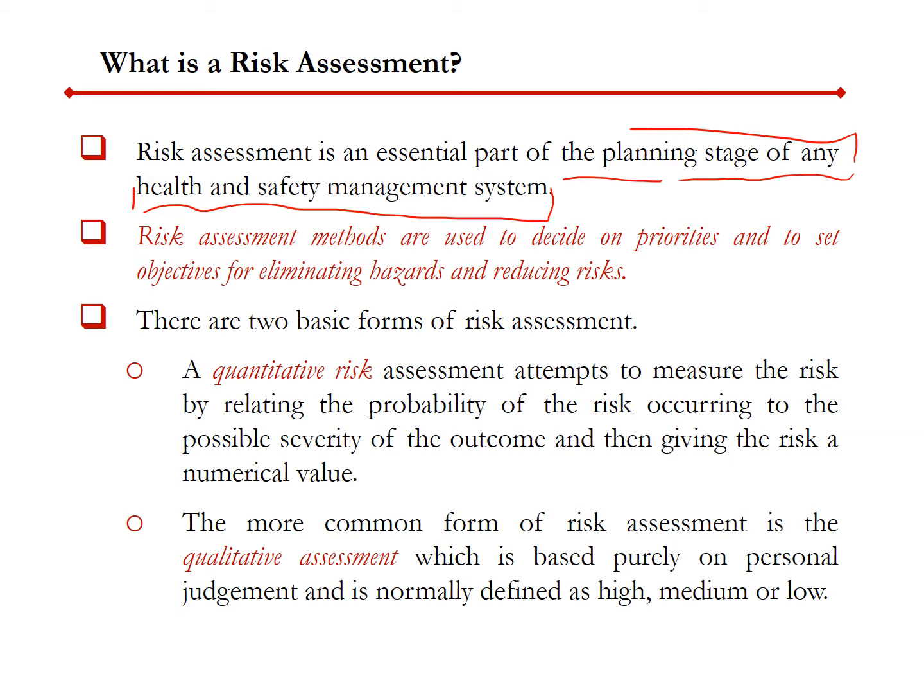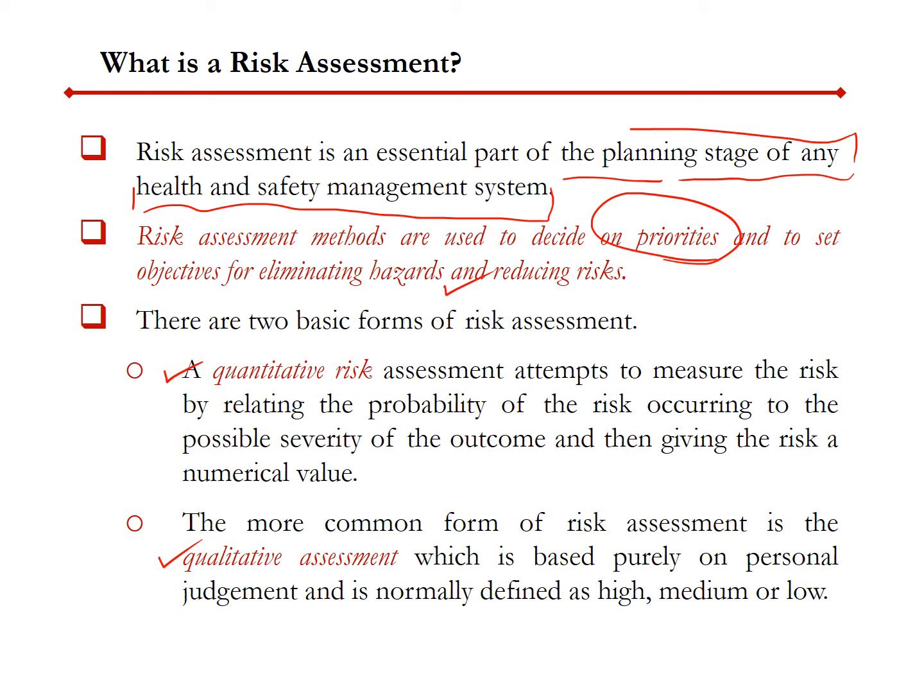Risk assessment methods are used to decide on priorities, to rank or rate the various hazards on the site based on the level of priority and determine how to deal with them. This will help to set objectives for eliminating hazards and reducing the risks. Now, you could divide risk assessment into two general forms. One is called quantitative risk assessment, and the other is called qualitative risk assessment. Some other people have what you call the hybrid, which is semi-quantitative, a hybrid of both quantitative and qualitative risk assessment methods.